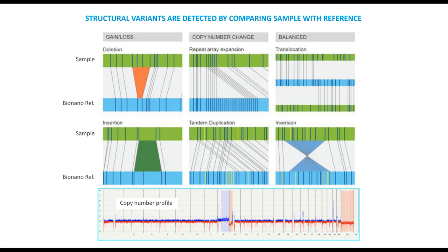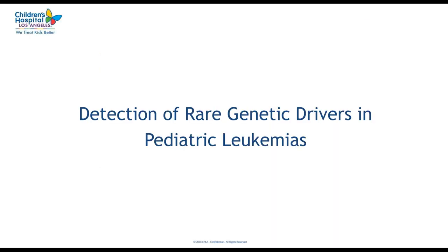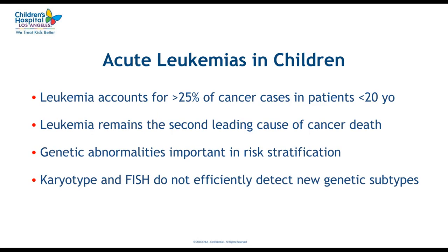So now I would like to move on and describe our use of optical genome mapping in detection of rare genetic drivers in pediatric leukemias, which were missed by using our routine genetic testing methodologies. But before I describe our study, I want to give you some context and explain why we focused on testing and studying acute leukemias.